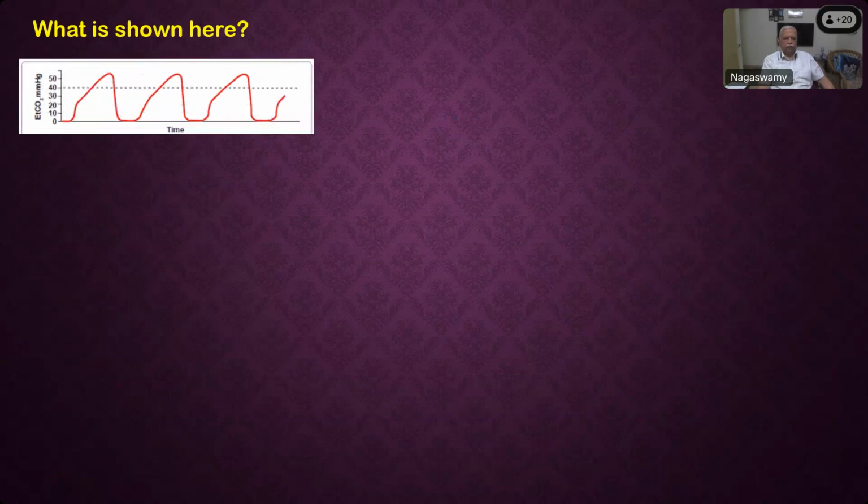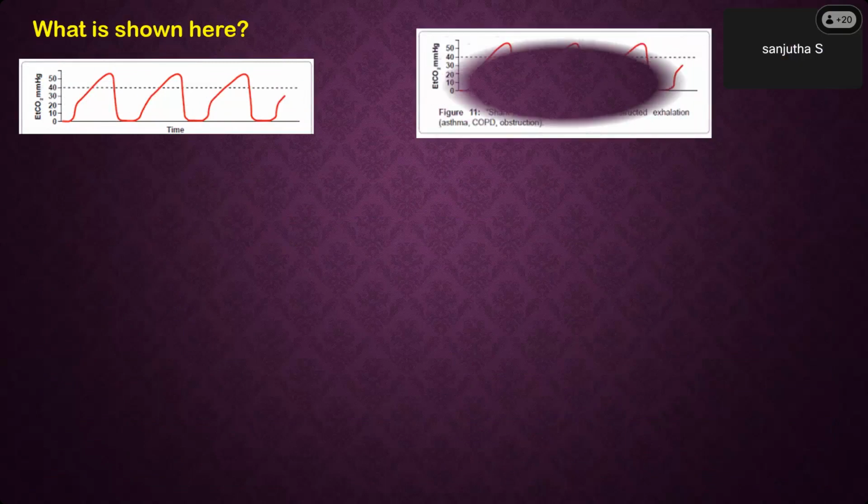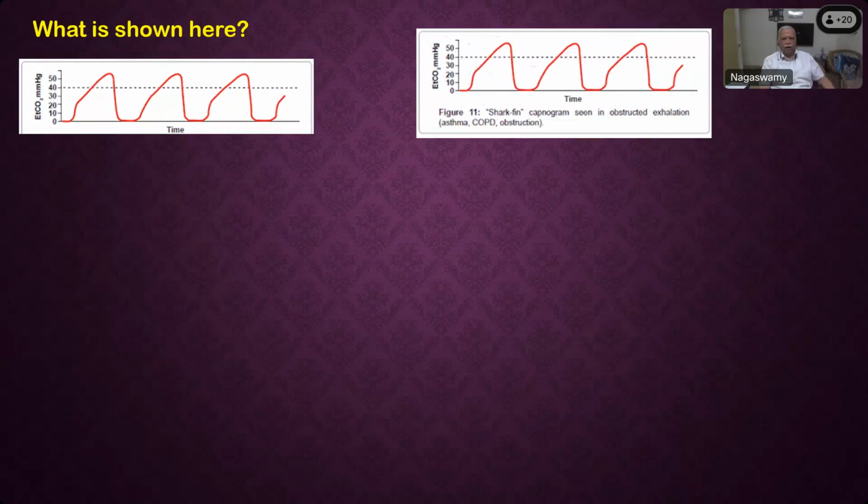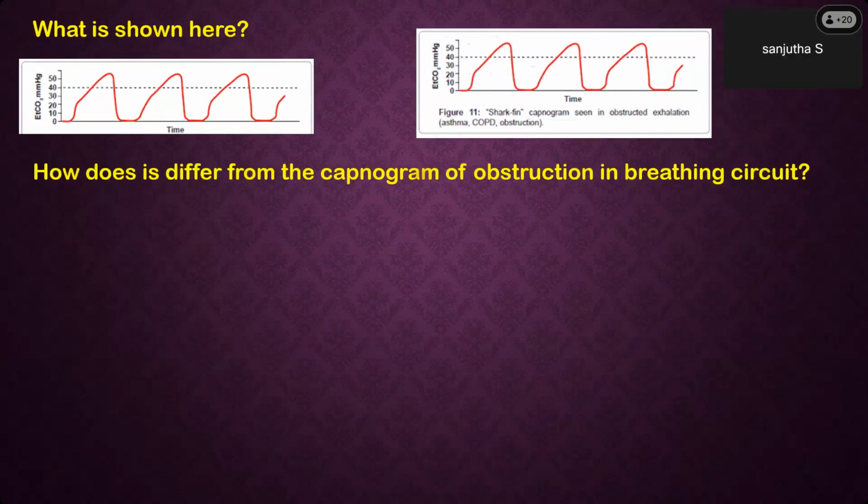Then what is shown in this picture? Shark fin appearance, capnography. Excellent. Very good. Shark fin appearance capnogram shows obstructed exhalation, asthma, COPD. How does this differ from the capnograph of obstruction in the breathing circuit?